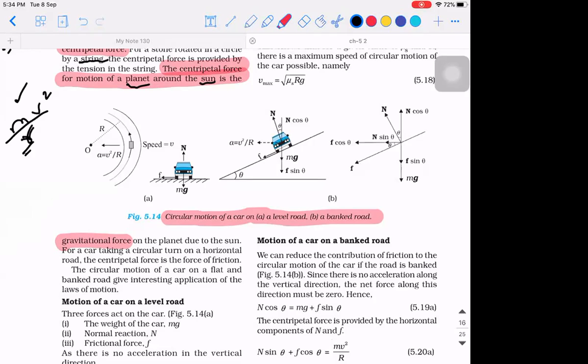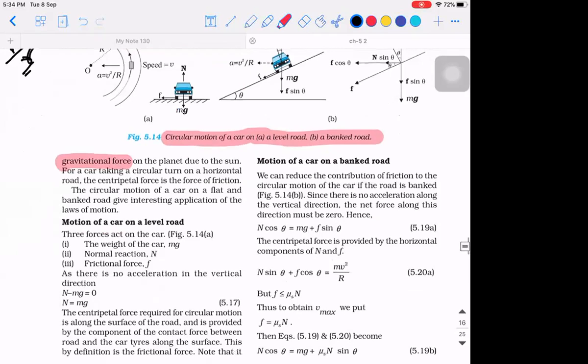So based on this only, now we are going to see a concept, that is motion of a car on a level road, and the next is the motion of a car on a banked road. These are the last concepts. Okay. So when a car is revolving on a level road, what exactly happens to it is what we are going to see.